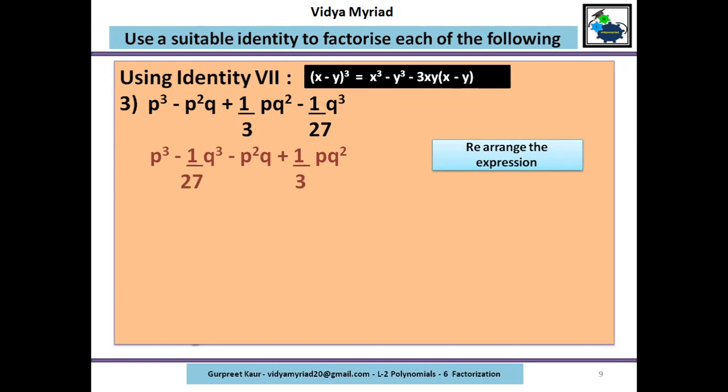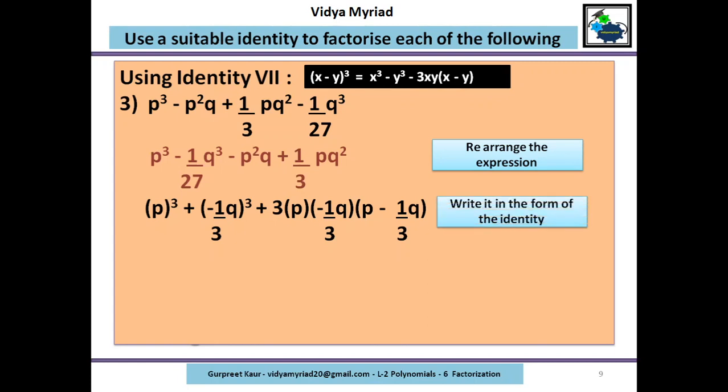So it will become like this, and now I will put it in: here your x is p, and your y is 1 upon 3 q. Just put it into the formula, you will get the expression like this. When I do it further, you will get the expression like this.